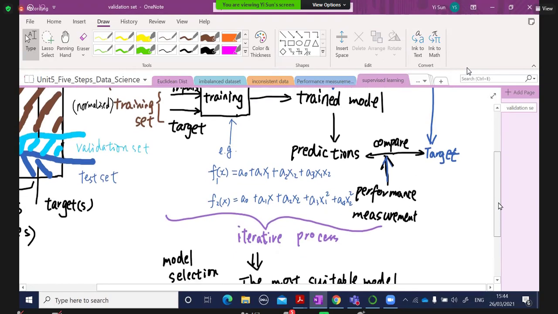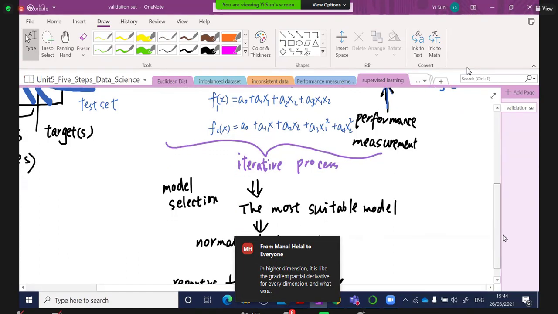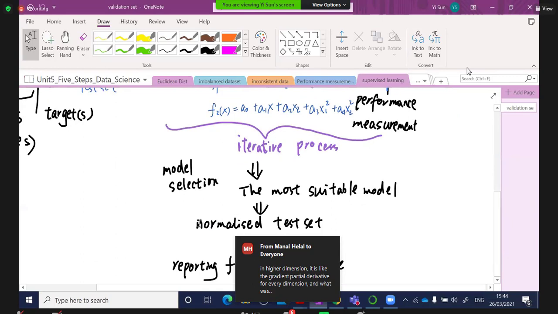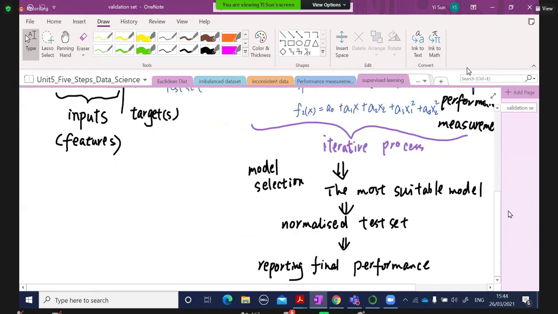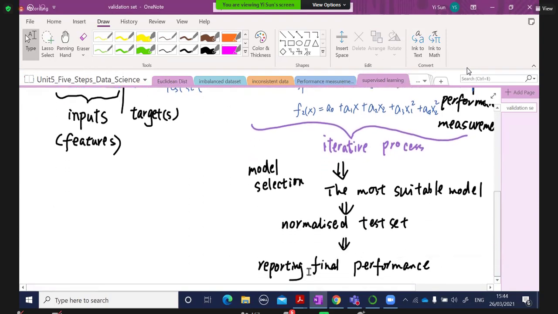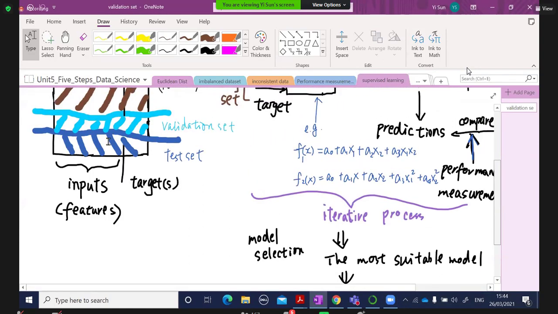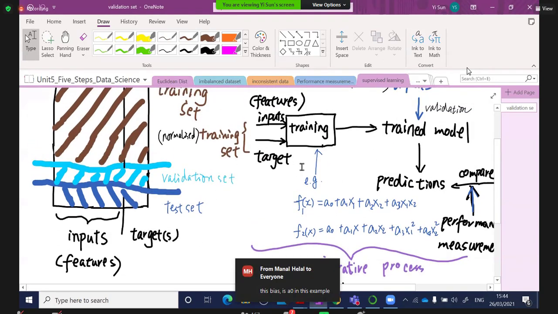Now you need to decide whether this model is good enough on an independent test set, that is, this part. And then report the final performance measurements. So this is the whole procedure for model selection.